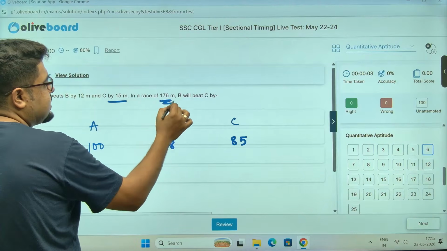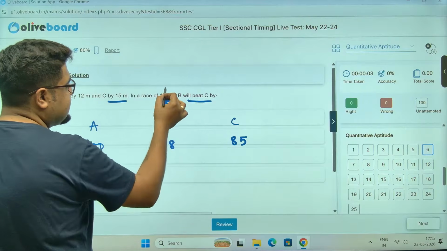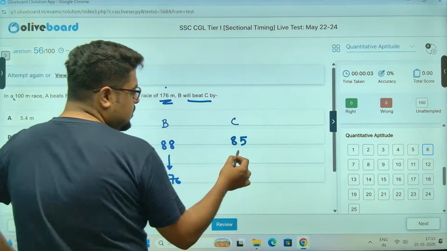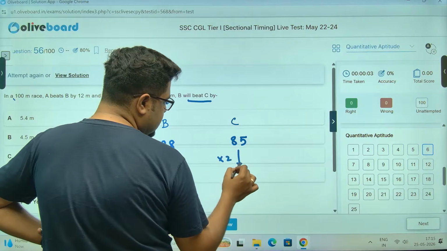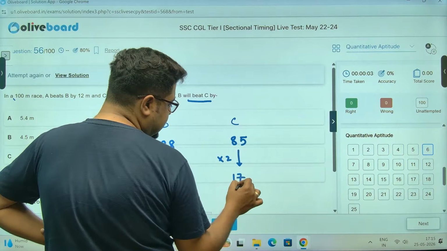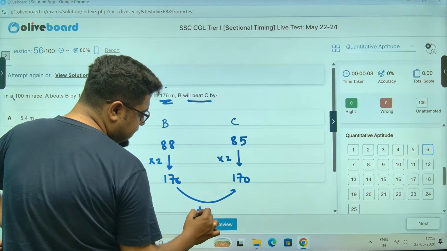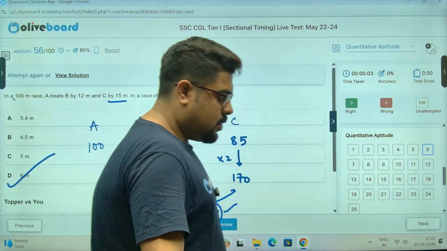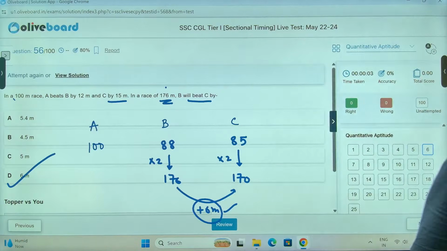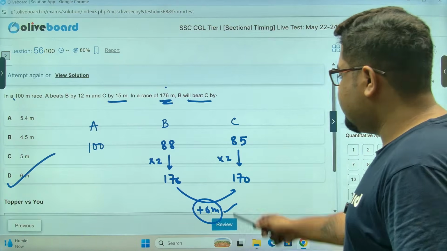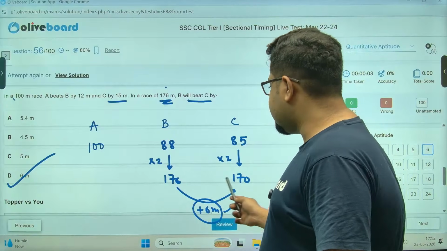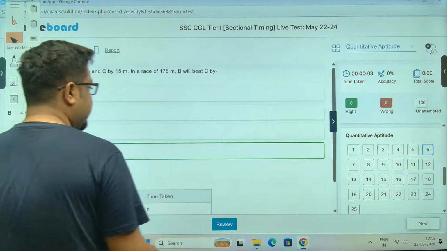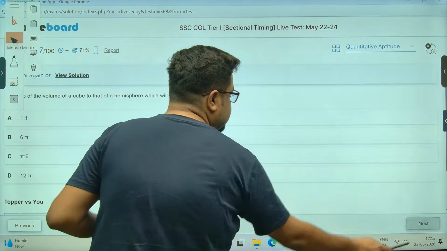Now, in a race of this, B will beat C. Acha, race of this meaning, sir, ultimately this is twice of this. So, C will go also twice, meaning C will go 170 meters. So beating will happen for 6 meters, sir. That's your answer. Option number D, 100% is your correct answer. Because by the time B goes 176 meters, C goes 170 meters. Simple calculation of ratio, sir.